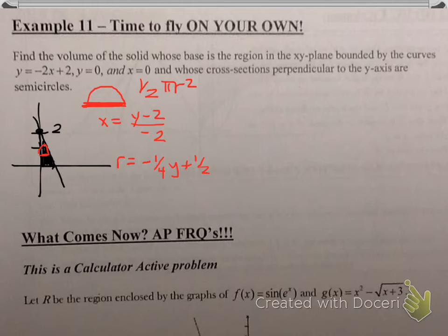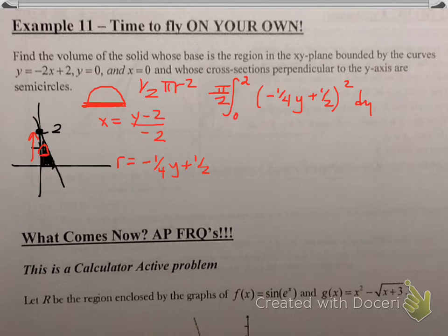Now, how do we set this thing up? Well, we also have to remember that we're using bounds that are along the y-axis. So our setup would be 0 to 2 of pi r squared over 2, so we can actually put the pi over 2 outside. And then the r squared, which is right here, negative 1/4 y plus 1/2. Looks as so.